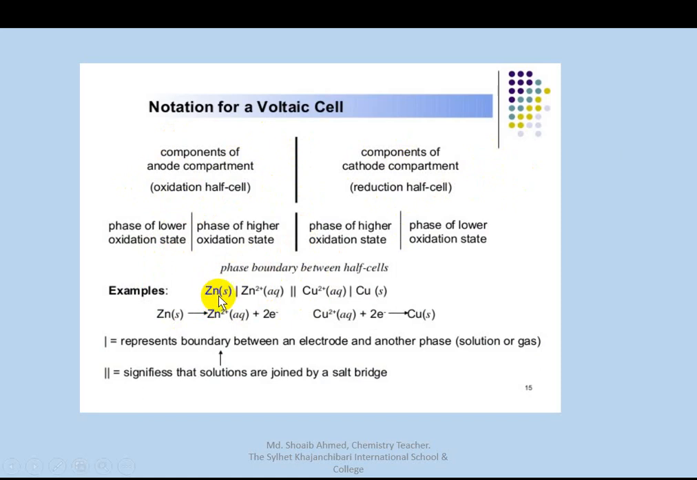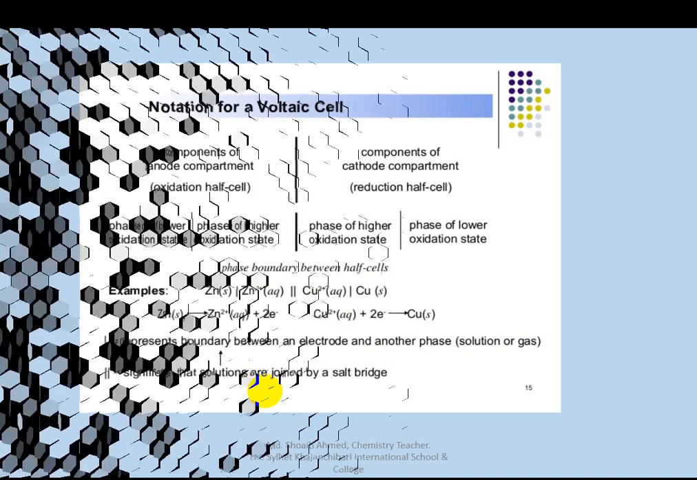In the oxidation operation, at first comes the electrode, then the ion. In the reduction operation, at first the ions, then the electrode. A single bar represents the boundary between an electrode and another phase of solution or gas. A double bar signifies that the solutions are joined by the salt bridge.